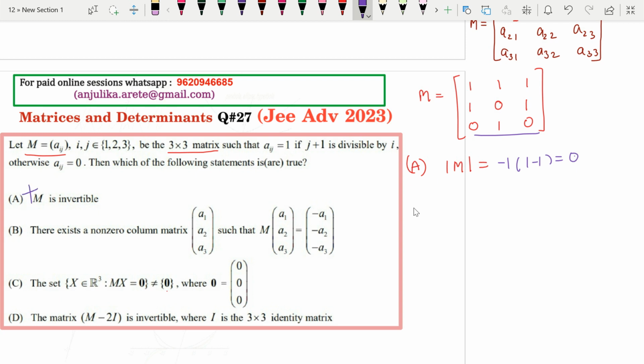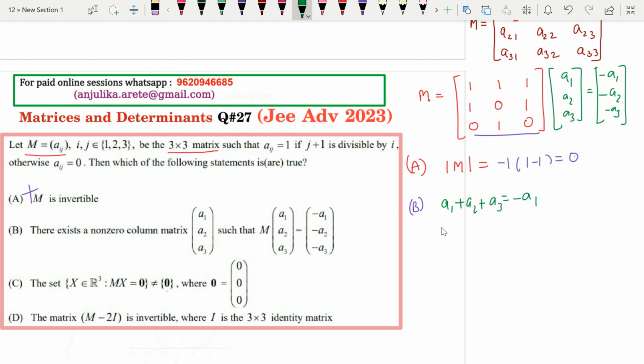Now option B says that there exists a non-zero matrix such that M times this is negative of this. Now you just write the equation. How else are you going to do it? M times a1 a2 a3, and you want it to be equal to negative times the same. So let's write it as an equation now. You're getting a1 plus a2 plus a3 is minus a1. The second one, just multiply, you know how to multiply, is equal to minus a2. The third one is a2 is equal to minus a3.